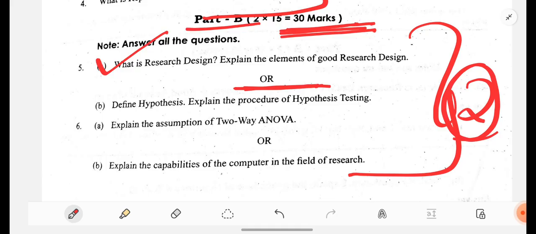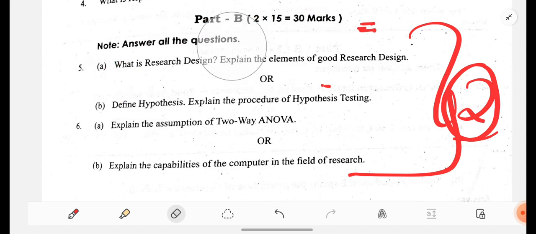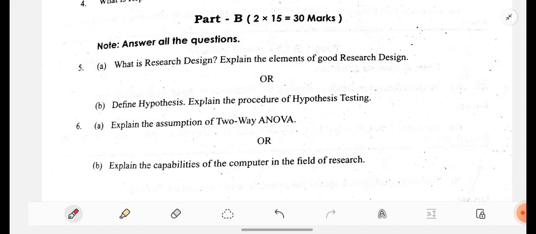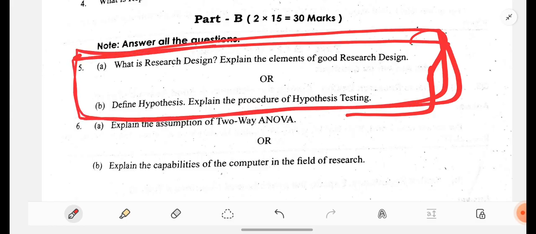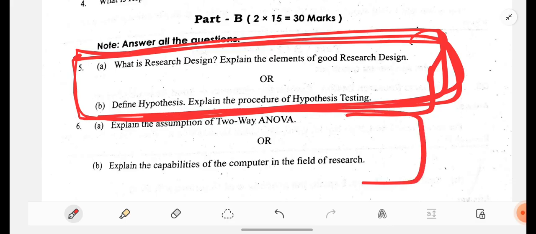Fifth question, A or B. If you feel A is easy, go with A. Otherwise you go with B. Like that internal choice is given here. So you have to make sure that you attempt one question from both of these, leaving this fifth one. This is hard, or if you don't know the answers from this, you are writing 2 from 6.